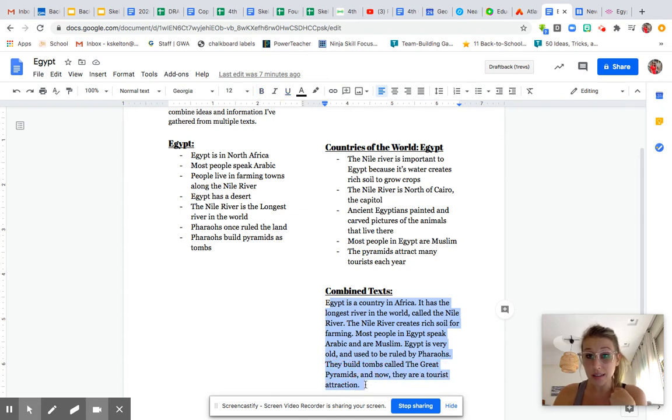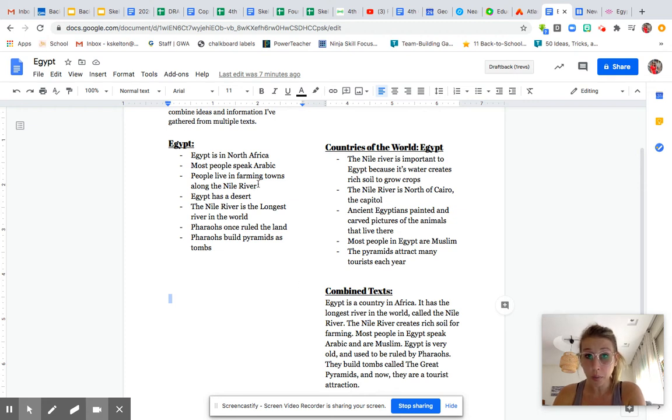So, as you can see, I combined information from this text and I combined information from this text. This gives us a summary of what both of these texts are about, but we combined them and connected them together. We couldn't do this if the texts were talking about different topics.